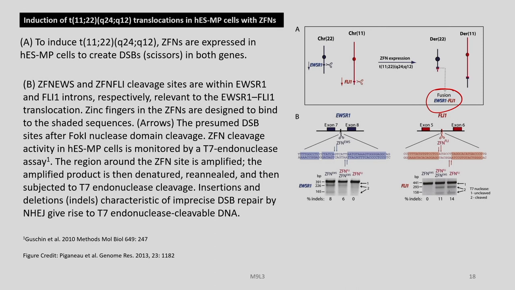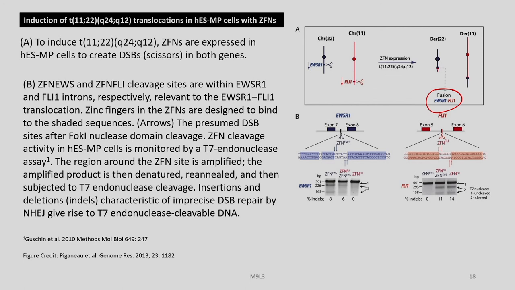So, to induce these fusion genes, the ZFNs are expressed in HESMP cells to create double strand breaks in both the genes. As you can see here, the ZFN EWS and ZFN FLI cleavage sites are within the EWSR1 and FLI1 introns respectively, relevant to the EWSR1-FLI1 translocation. Since zinc fingers in the ZFNs are designed to bind to the target sequence, the arrows shown there are the presumed DSB sites after FokI nuclease domain cleavage.